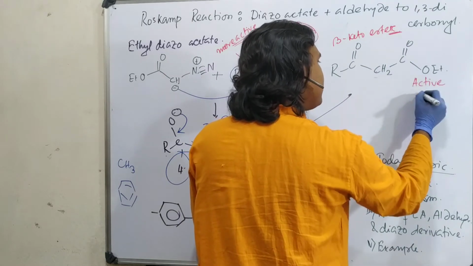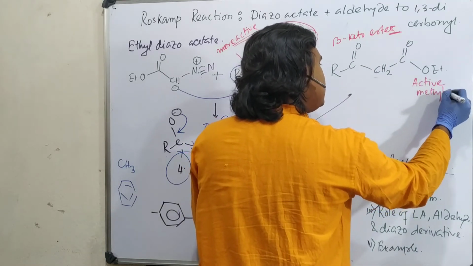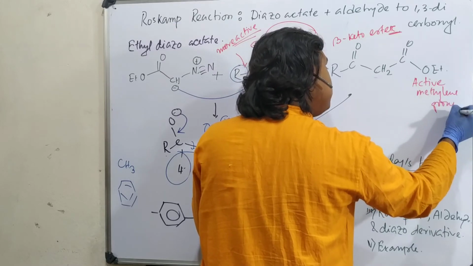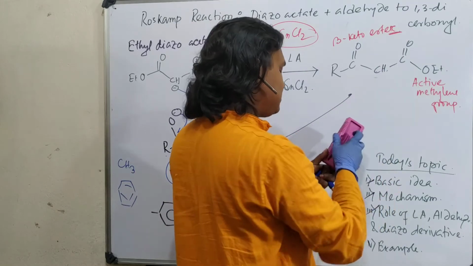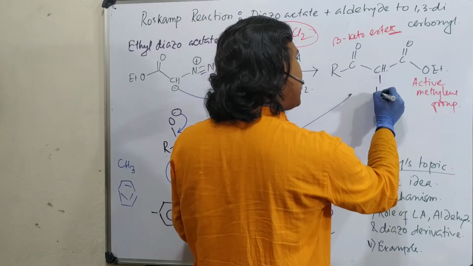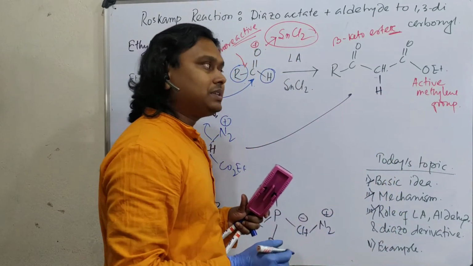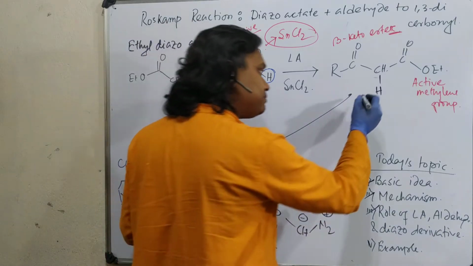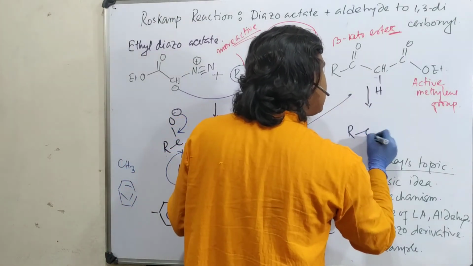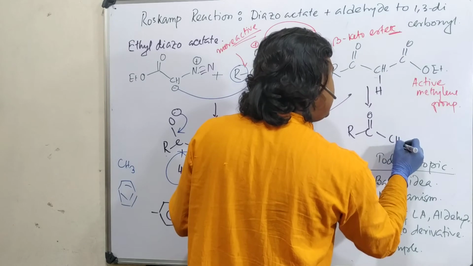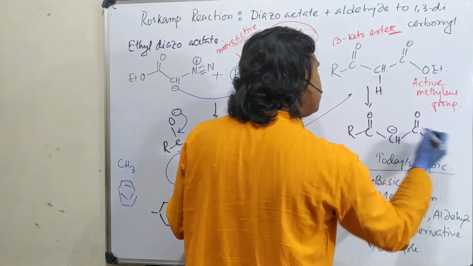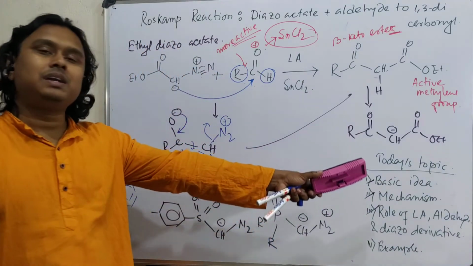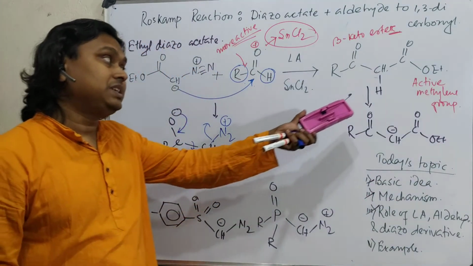It also has another name, active methylene group. Why active methylene? Because this CH2 is in between two carbonyls. So consequently, this is significantly acidic, because the corresponding carbanion CH minus is resonance stabilized by both carbonyl groups. That's why this is a mild as well as very good nucleophile.